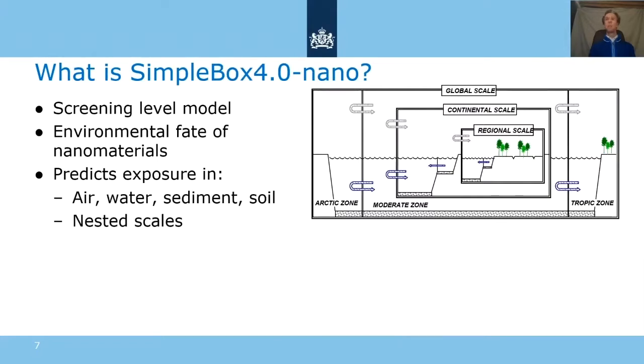Now, what is Simplebox for Nano? So it's actually a screening level model. It calculates more background concentrations in large compartments, well-mixed compartments. In this case, focused on the environmental fate of nanomaterials, describing the processes affecting fate. And so it predicts exposure, the concentrations in air, water, soil, and sediment. And it is built in a way that it has nested scales. So you have a global scale within which there's the continental scale and the regional scale. And in theory, you could add a local scale, but this is not part of the tool as it is right now.